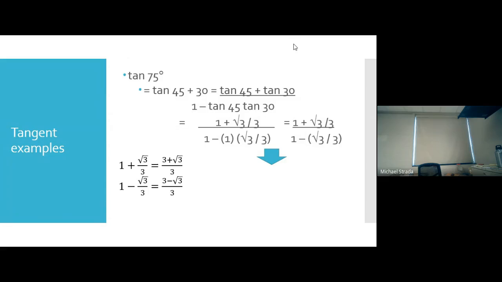Make sense? So this numerator becomes this. This denominator becomes that. So I'm going to rewrite this like that, and that's the result. 3 plus root 3 over 3 minus root 3 over 3. You will then notice your two denominators are exactly the same. So when they do the division, those 3's will cancel out, and you're left with simply the numerators. That's the trickiest part of this whole unit.